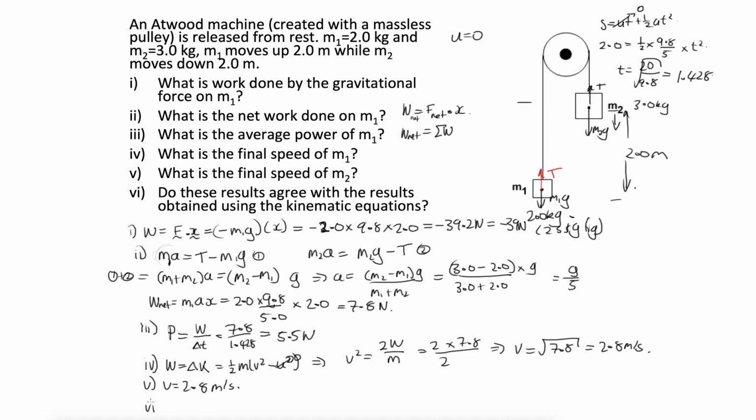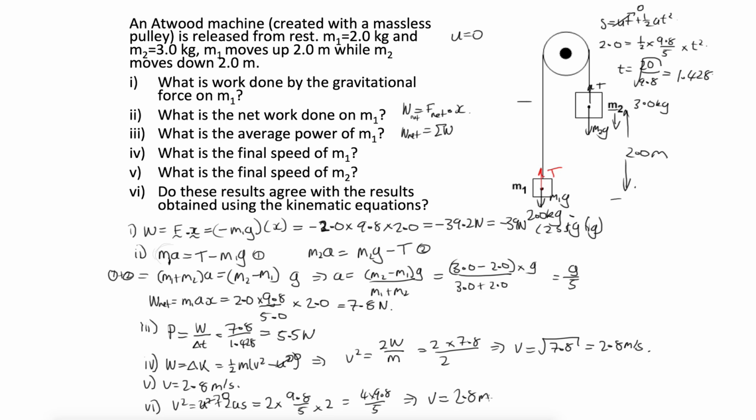So for that one, let's use the kinematic equation. V squared equals U squared plus 2AS. And so U squared, that's 0. So this is 2 times the acceleration, which we calculated was 9.8 over 5. And the displacement that it goes through is 2. So this is equal to 4 times 9.8 on 5. And we need to take the square root of that if we want to get the speed. So when we do that, we get V is equal to 2.8 meters per second. So that is in agreement with what we got using the works and the energies.